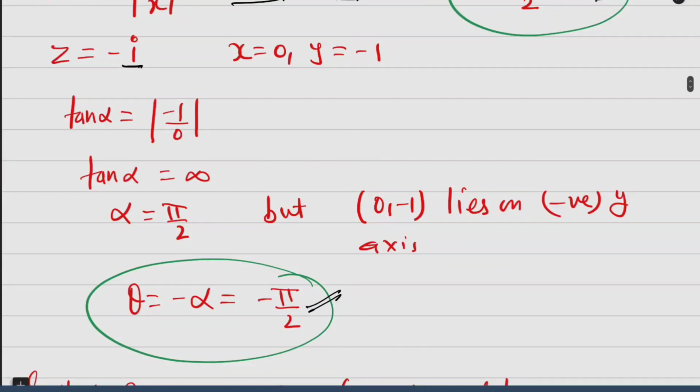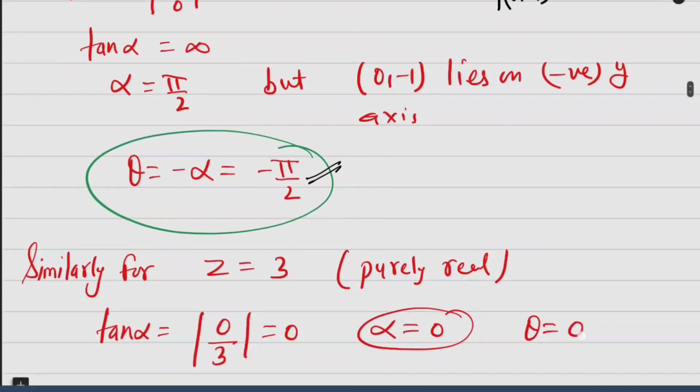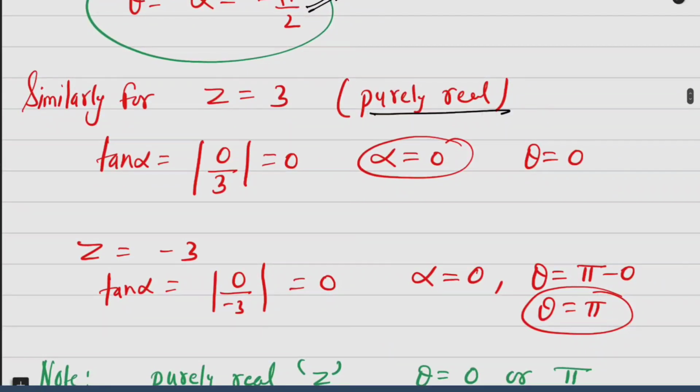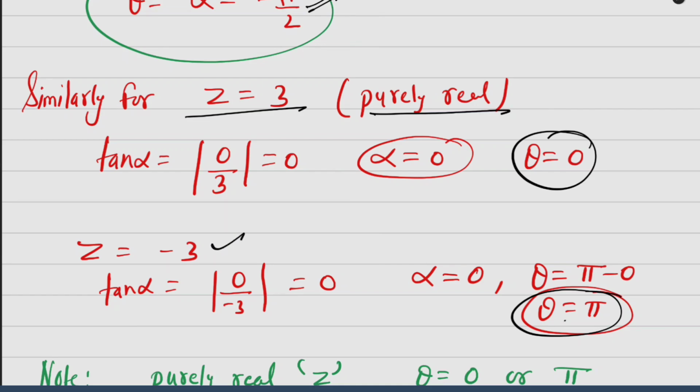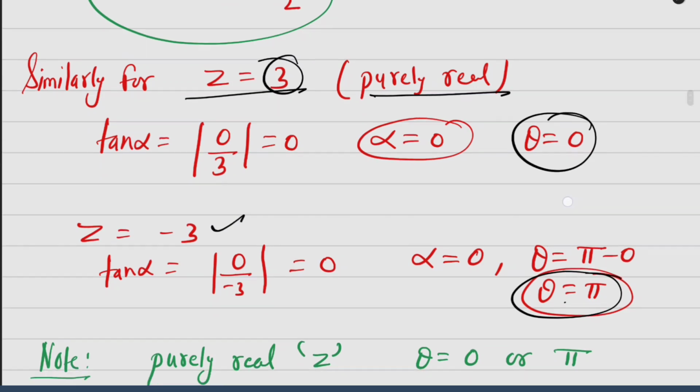by 2. Because it lies here, at 0, minus 1, so the angle will be in the clockwise direction, so this becomes minus pi by 2. Similarly, you can find it with purely real also. Purely real gives two angles, 0 or pi. It depends on whether the purely real part is positive or negative. If it is negative, then it gives pi, and if it is positive, then it gives 0.